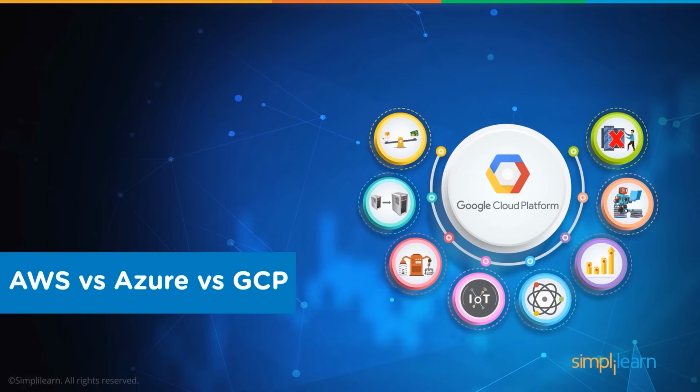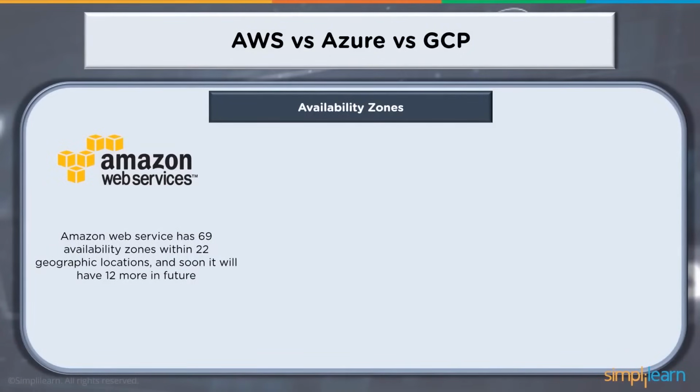If I compare your different cloud providers, when we talk about Amazon and its cloud offerings, that is Amazon Web Services, or AWS as we well know it. Amazon Web Services has 69 availability zones within 22 geographical locations, and soon it will have 12 more in future. So this number keeps growing based on the spread of the services which a particular cloud provider offers. Here we are talking about availability zone specific information.